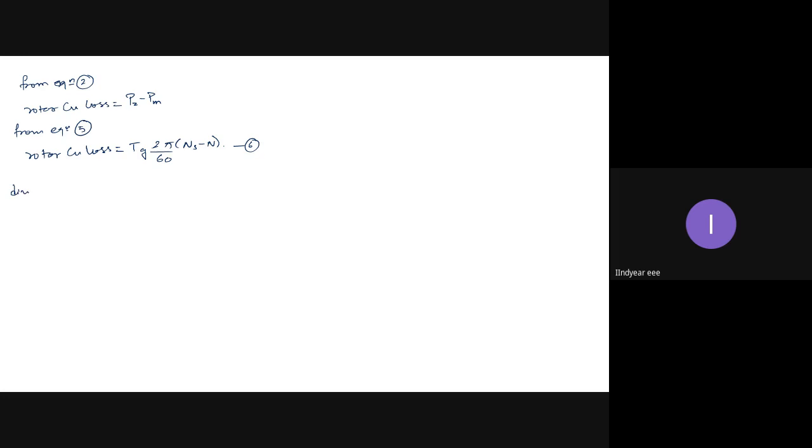Dividing equation 6 by rotor input, P2, which equals 2 pi ns Tg by 60.